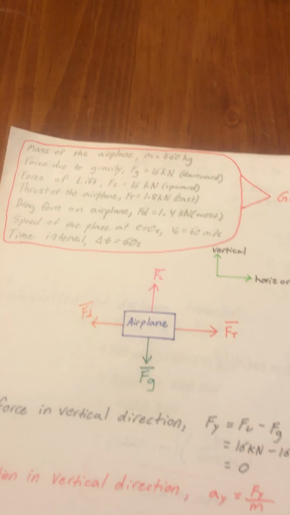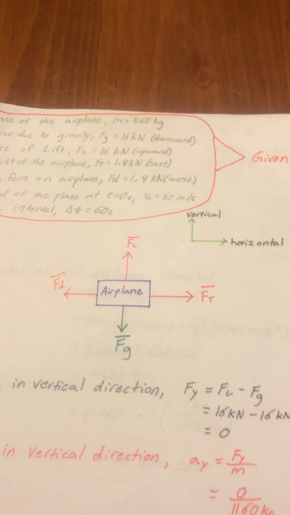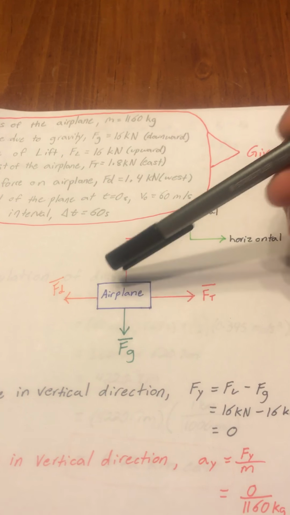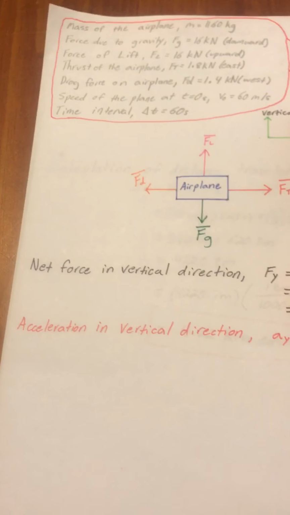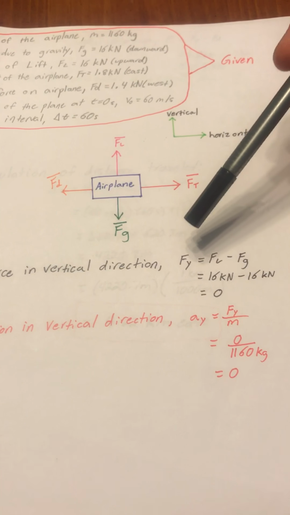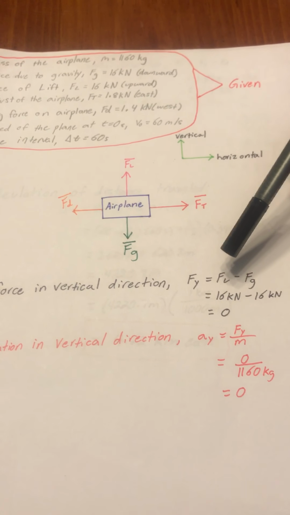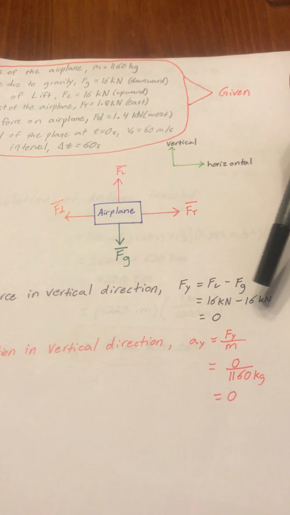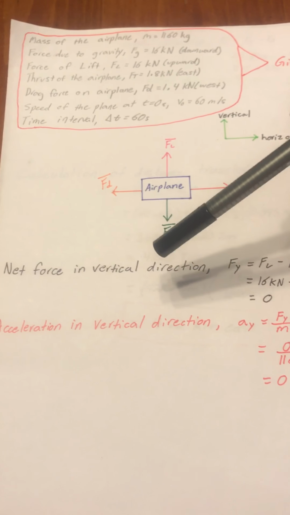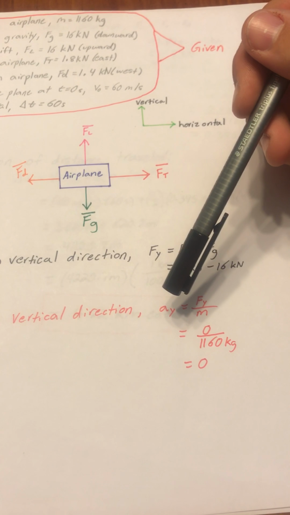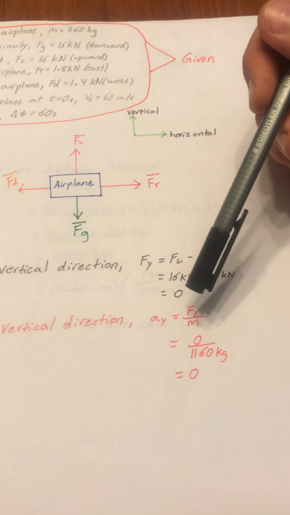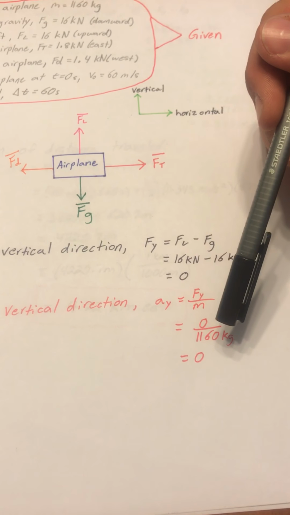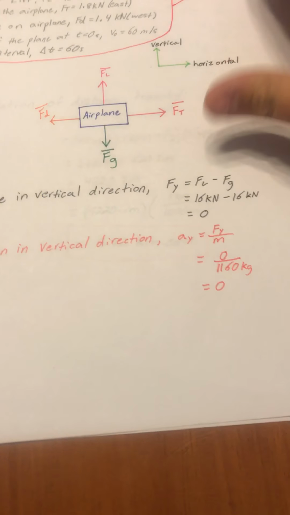So I set up a free body diagram, which is my force of lift, force of gravity, force of thrust, force of drag. So the net force in the vertical direction, F of y, equals the force of lift minus force of gravity. 16 kilonewtons minus 16 kilonewtons is 0. The acceleration in the vertical direction, acceleration of y, equals force of y over the mass. So I put 0 over 1,160 kilograms. That gave me 0.